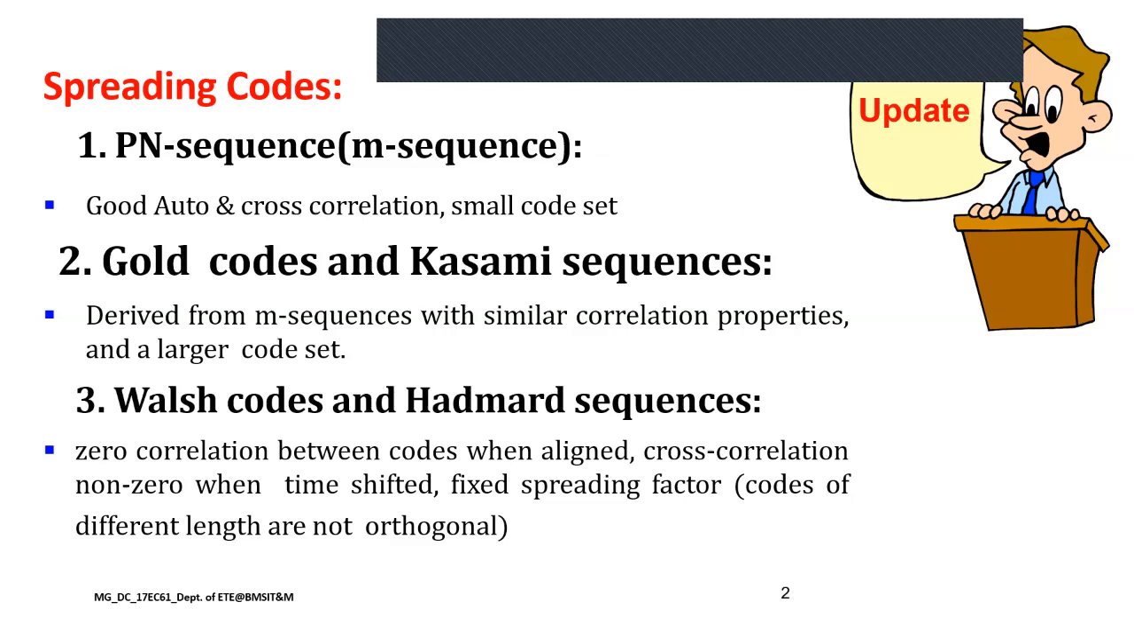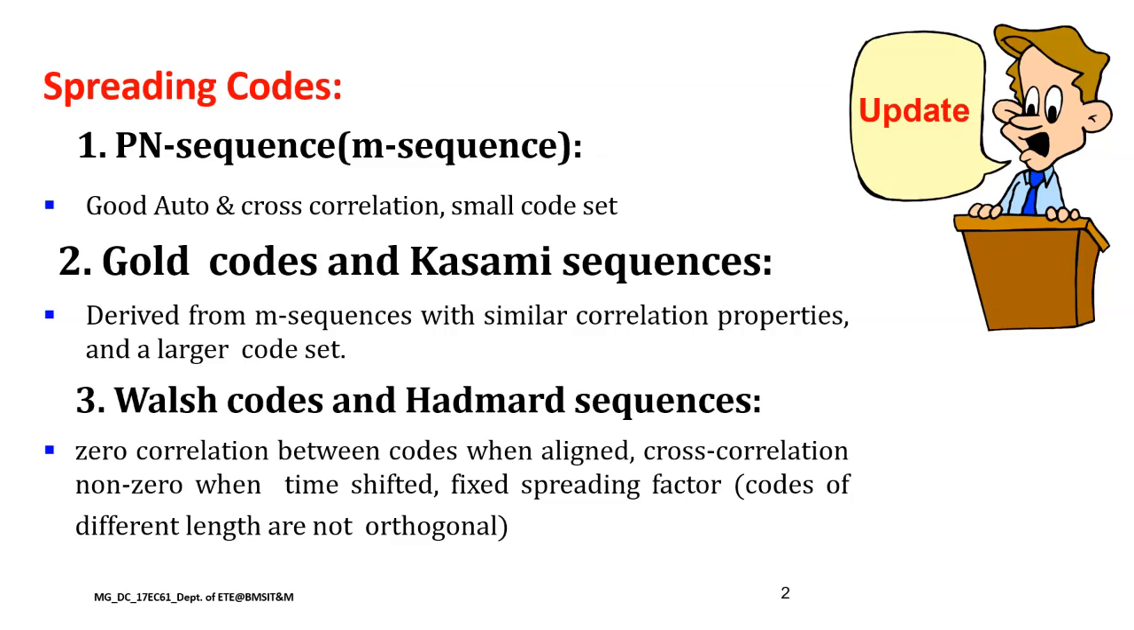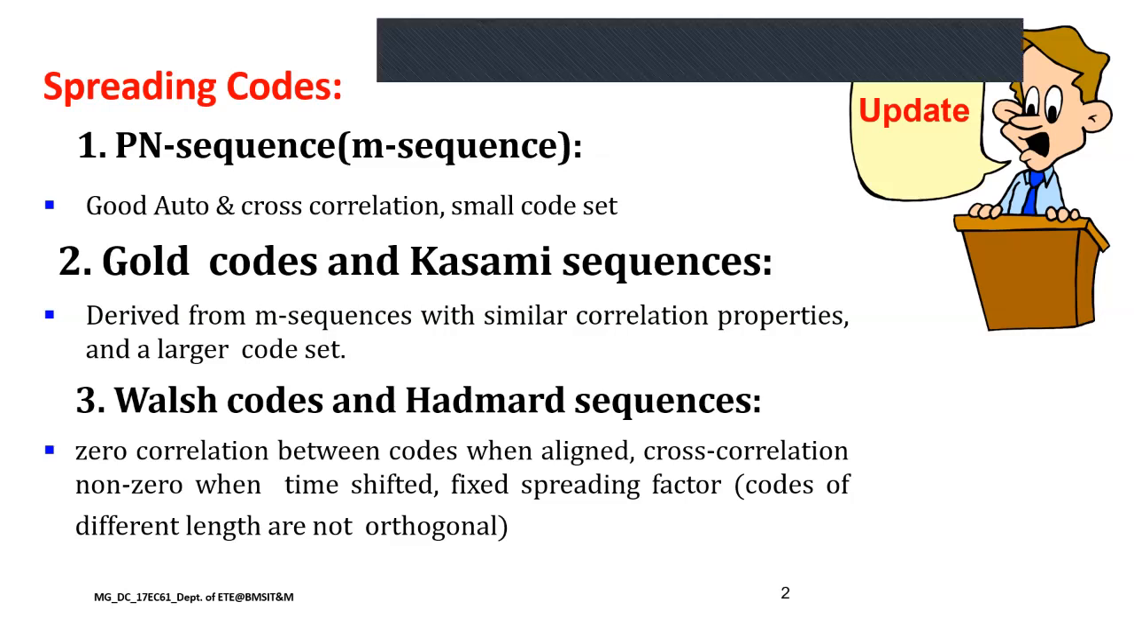One is the pseudo noise code. It is also known as pseudo random, or even the maximal length sequence. In short, we call it the M sequence. This sequence has very good auto and cross correlation, but it has very small code sets. So that is the drawback of that particular M sequence.